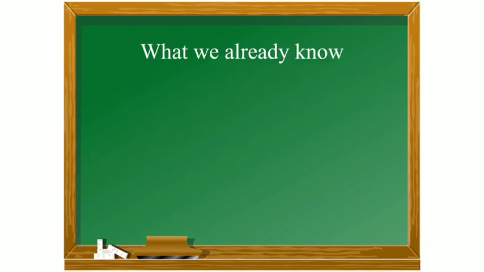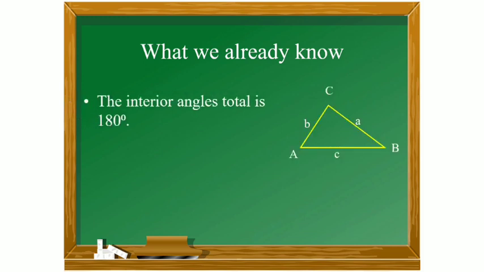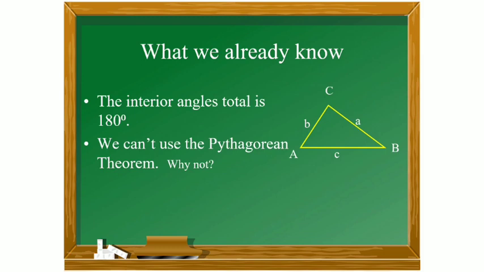These were the things that we already know about oblique triangles. The first one, the interior angles total 180 degrees, meaning if we add angle A, angle B, and angle C, we will get 180 degrees in total. The second one, we cannot use the Pythagorean theorem. Why not? Because the Pythagorean theorem is only meant for right triangles. You must remember these things.